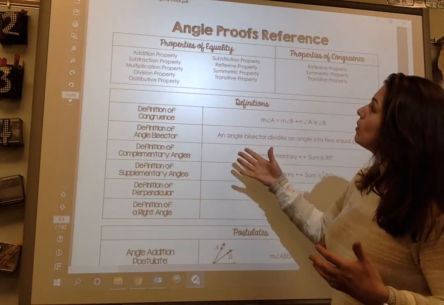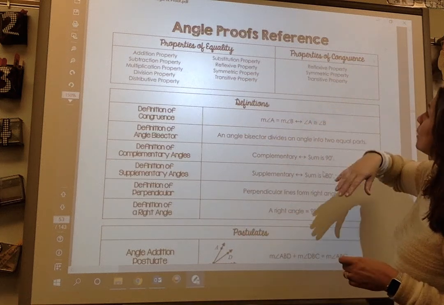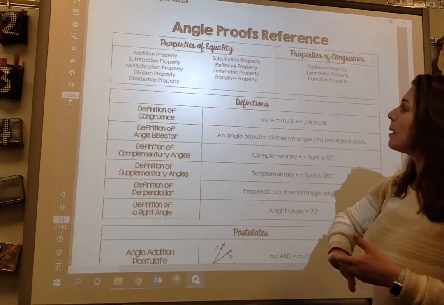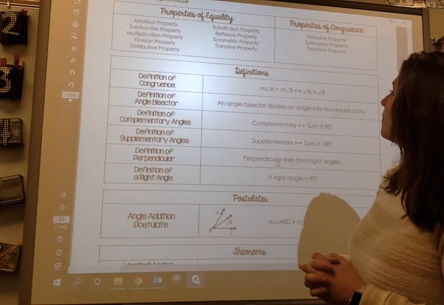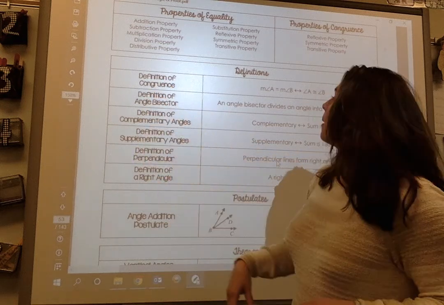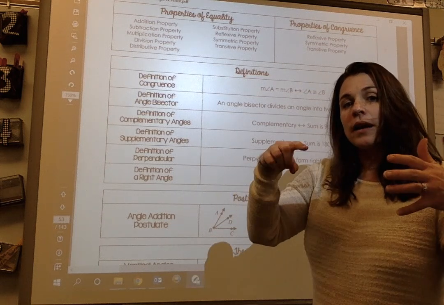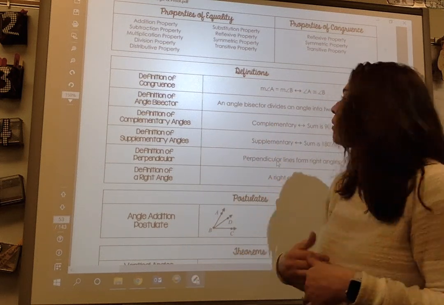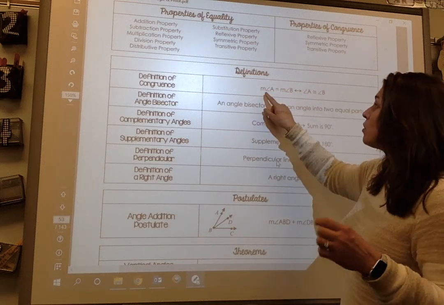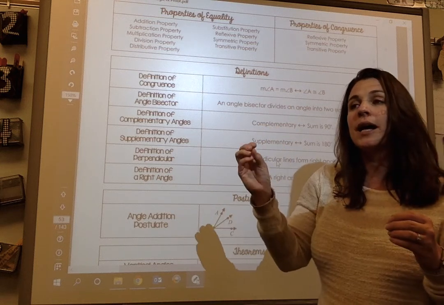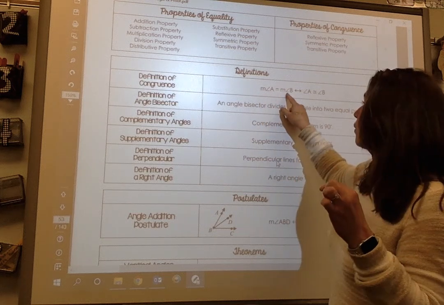You've already seen the properties of equality, that hasn't changed. And you know the properties of congruence: reflexive, symmetric, and transitive. But some definitions that I want to go over for angles are these. Definition of congruence. Remember, it's kind of like segment congruence. We either add on that congruency mark or we take away that congruency mark. So definition of congruence: the measure of angle A is equal to the measure of angle B. Whenever it has an M in front of it, it means we're talking numbers here.